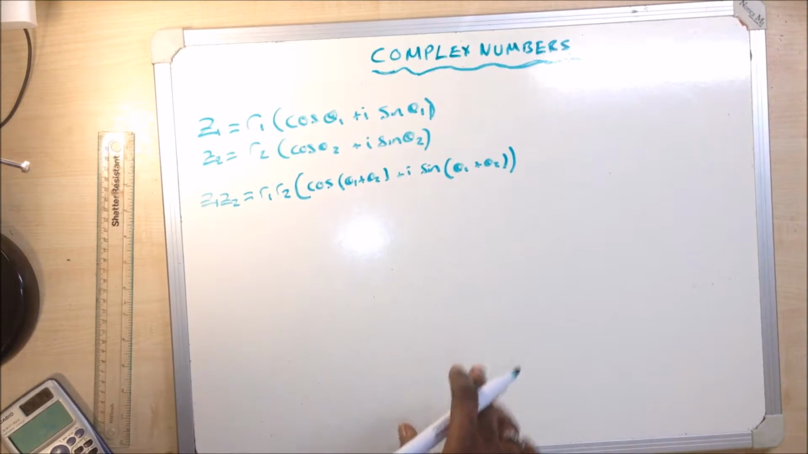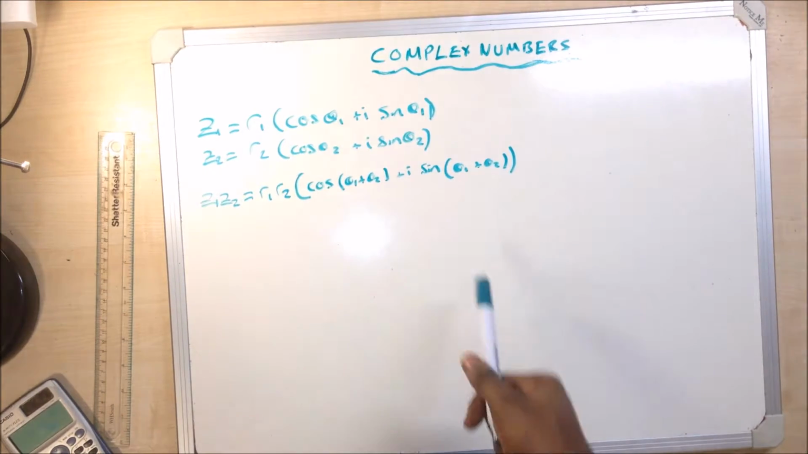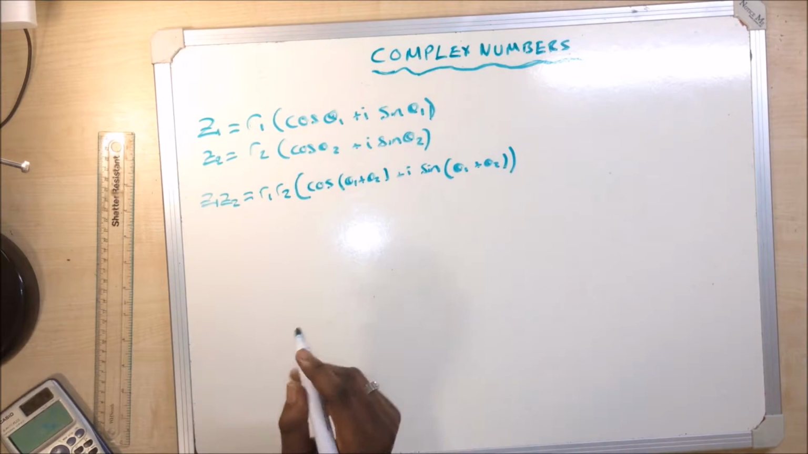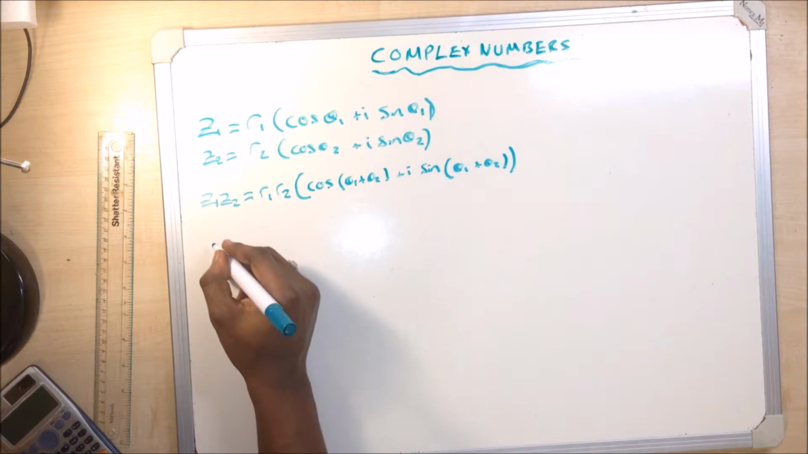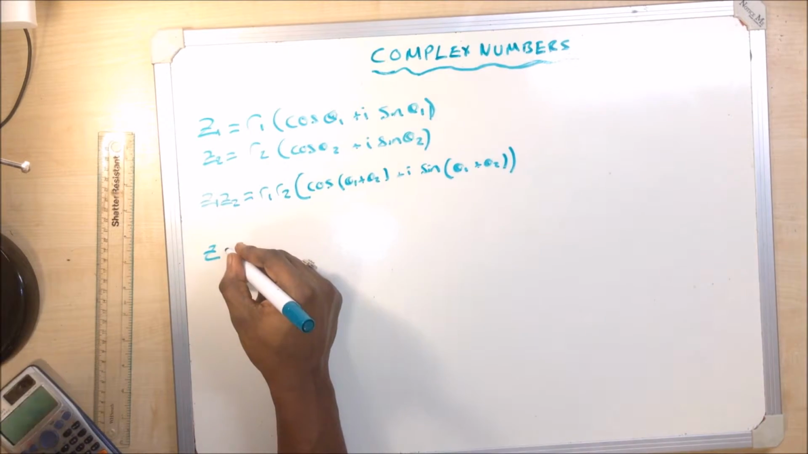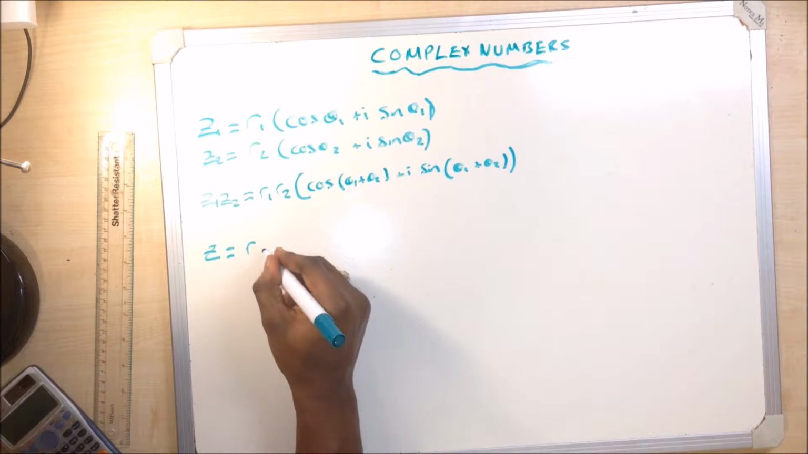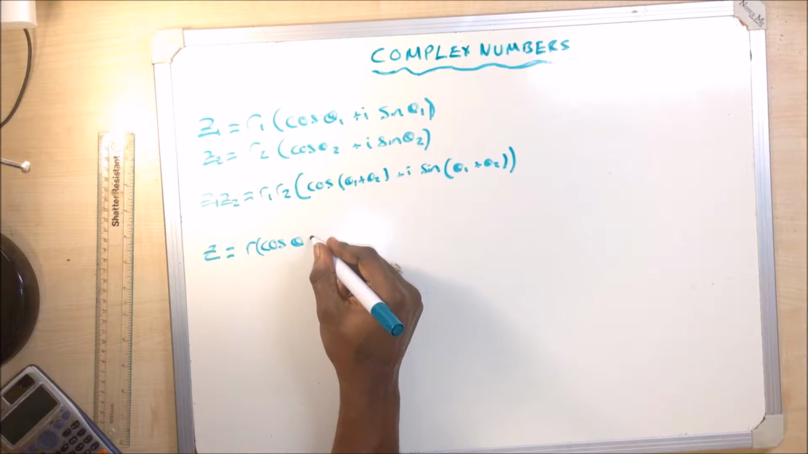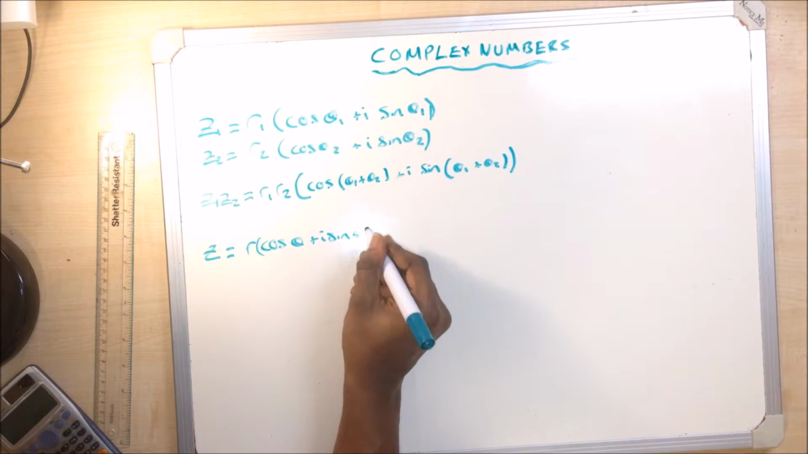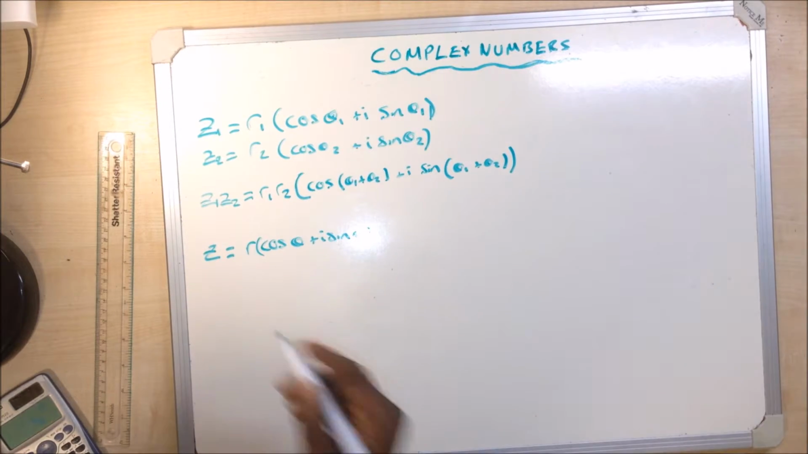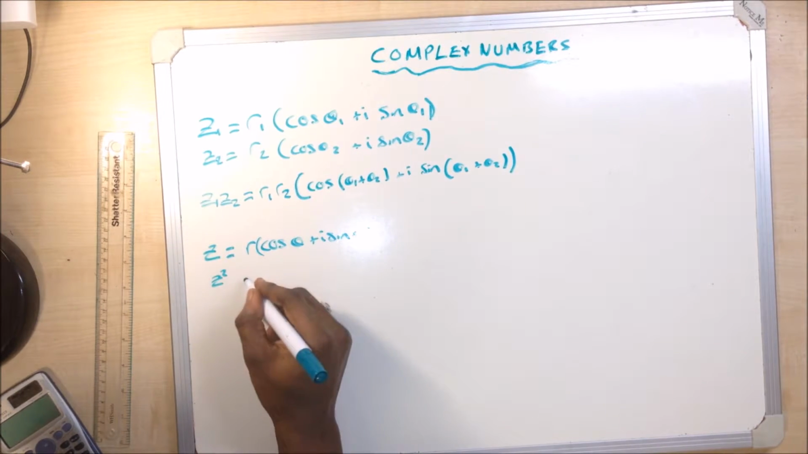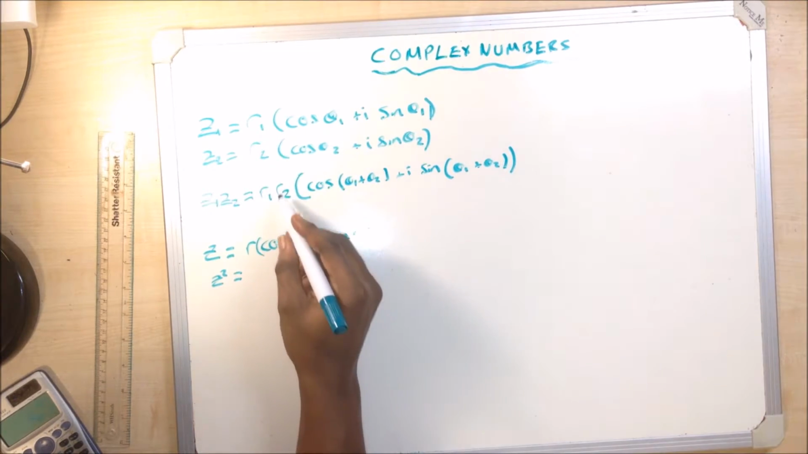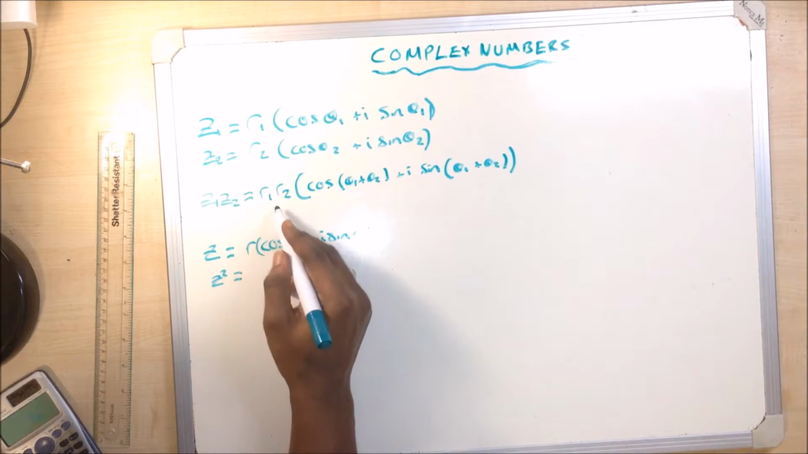Now I'm going to use this to prove something called De Moivre's theorem. So suppose we have z, and z equals r(cos theta plus i sin theta). If we were to work out z squared, which is the same as z times z, we would use this method. So we would get r1 times r2.